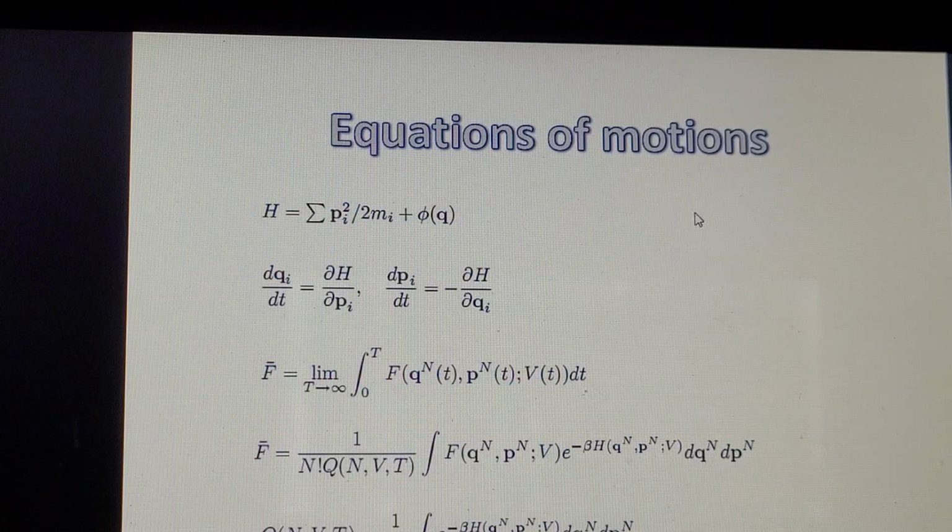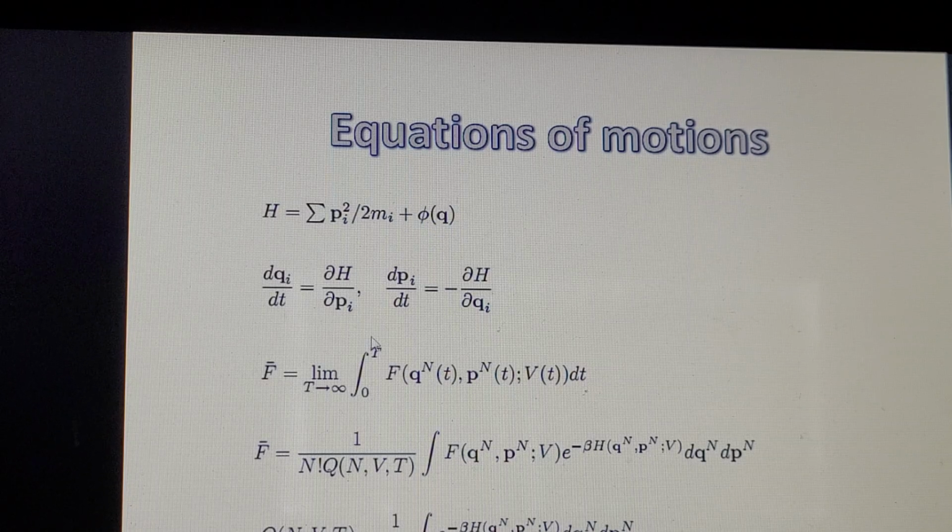And the equations of motion, as you can see here, you can write your Hamiltonian just like this: H equals the summation of pi squared divided by 2 mi. So pi squared, actually, this is your kinetic energy. And phi is your potential energy.